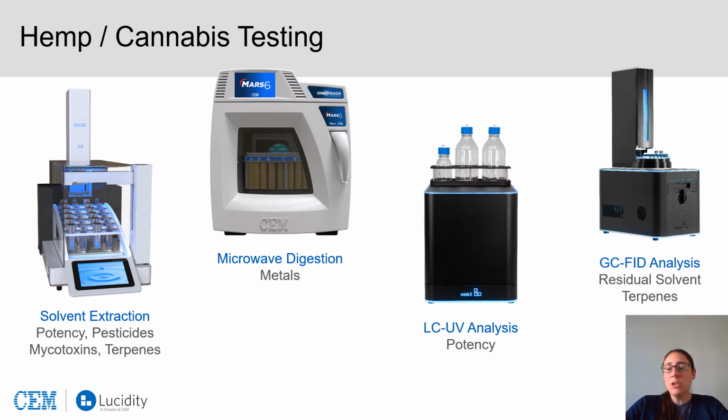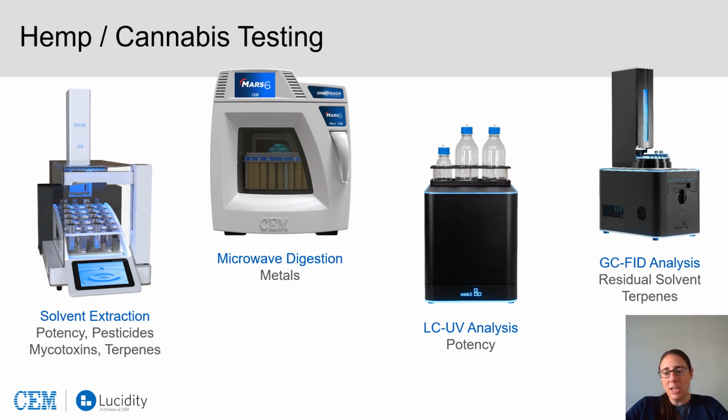Now, I introduced the Mars 6 earlier in this presentation as a solvent extraction system, because indeed you can use the Mars 6 for solvent extraction. In this particular case, I would not want to employ microwave extraction because microwave extraction typically happens at a high temperature. And for applications such as potency and pesticides, we really don't want to be running at such a high temperature. So the EDGE, as far as solvent extraction is concerned, is going to be the better technique for this particular industry. But certainly for those higher temperature extractions, microwave extraction is a great option. But the Mars 6 is a great digestion system too.